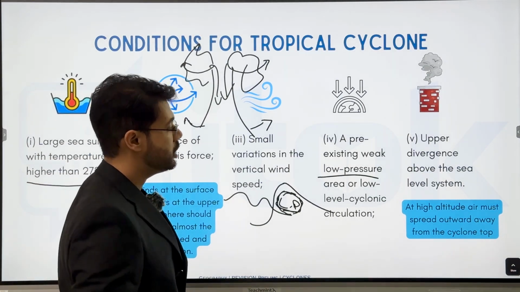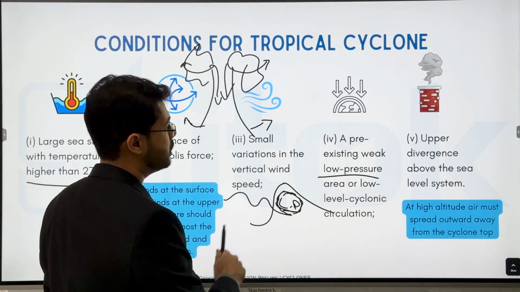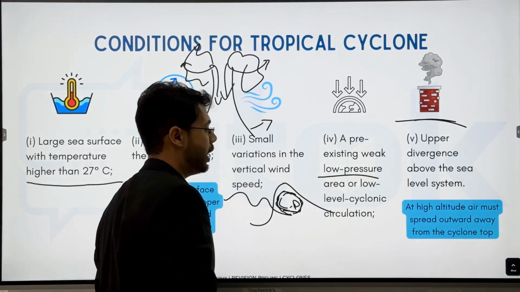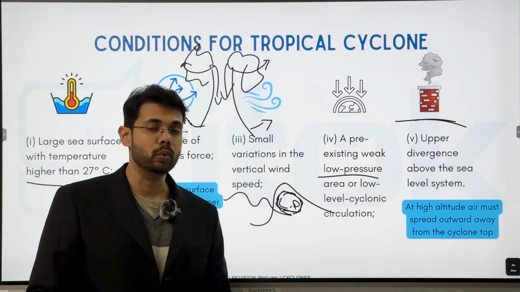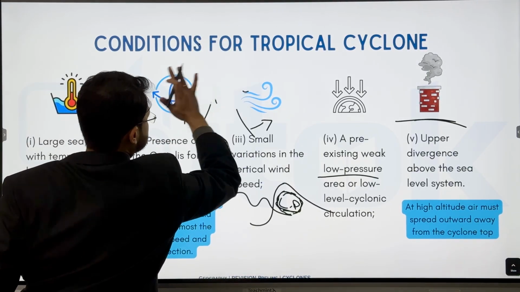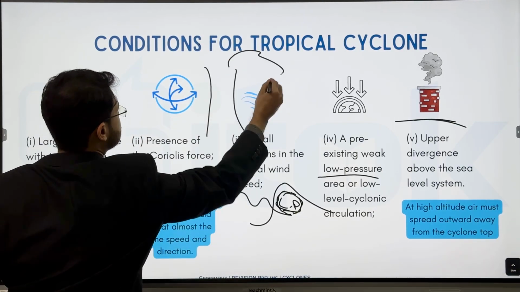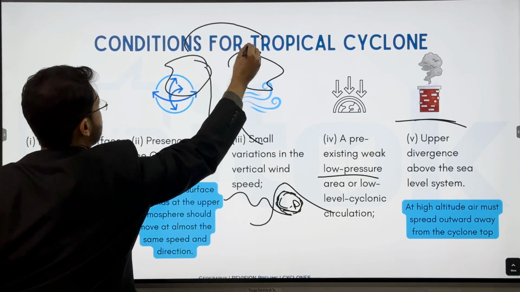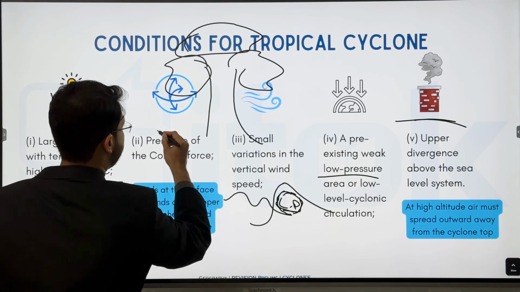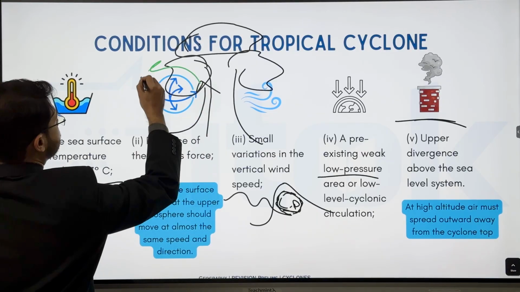Finally, upper divergence above the sea level system. Again, this is directly taken from NCERT. What does this mean, and why is there a chimney here? The reason is that at high altitude, air must spread outward. Look at this column. There are clouds here, cumulonimbus clouds forming everywhere, and when winds move up, they should not be blocked.